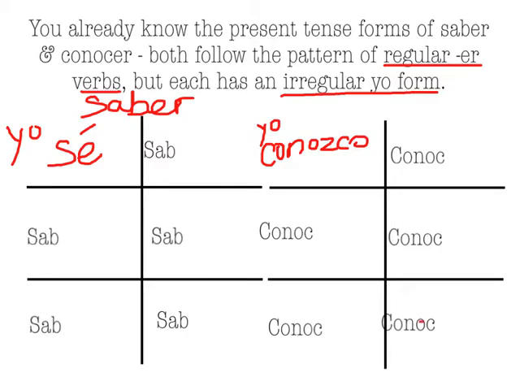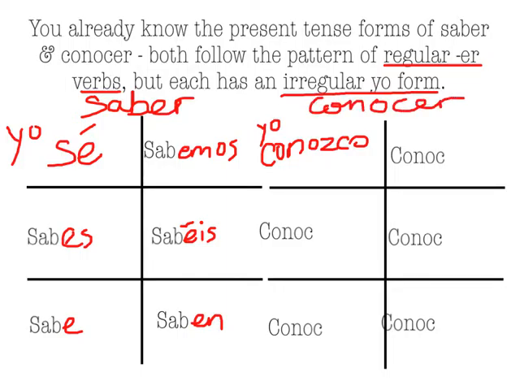Alrighty. So for saber, we have tú sabes, él sabe, nosotros sabemos, vosotros sabéis, and ellos saben. For conocer, and please go ahead and write these down in your notes as well. You'll want both these conjugations. We have tú conoces, él conoce, nosotros conocemos, vosotros conocéis, and ustedes or ellos conocen. After you have these down, feel free to move on with us to the next slide.